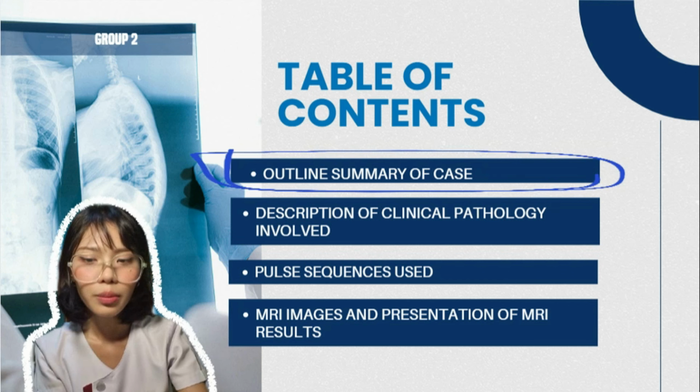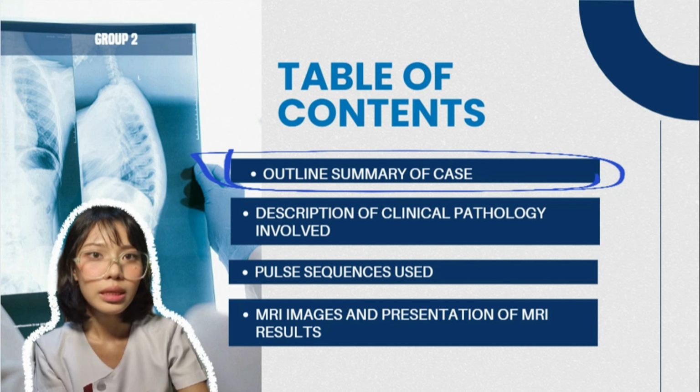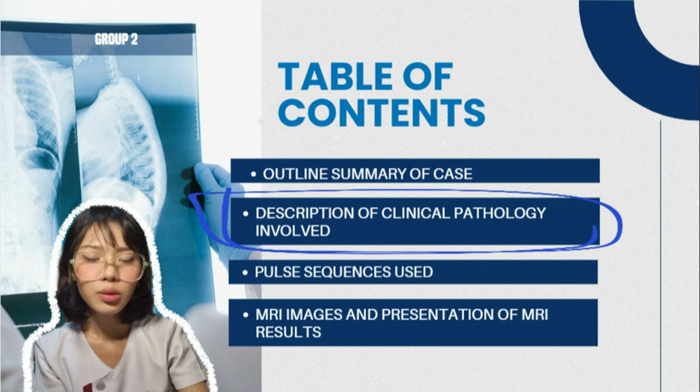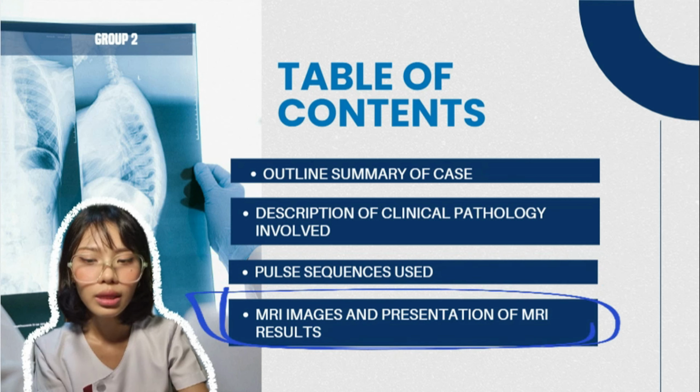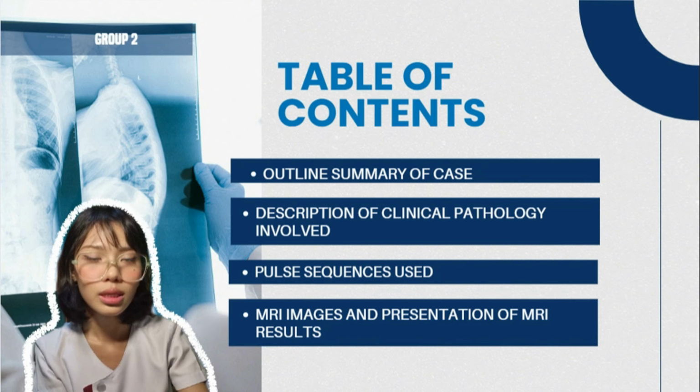First, a case summary will be provided by Ms. April Grace Facturan, followed by a description of the relevant clinical pathology by Mr. Rafi Lim. Next, the MRI methodology, including the specific pulse sequence used, will be detailed by Ms. Laika Javier. Finally, the MRI findings will be presented and interpreted, leading to a discussion of the results and their implications for diagnosis and treatment.